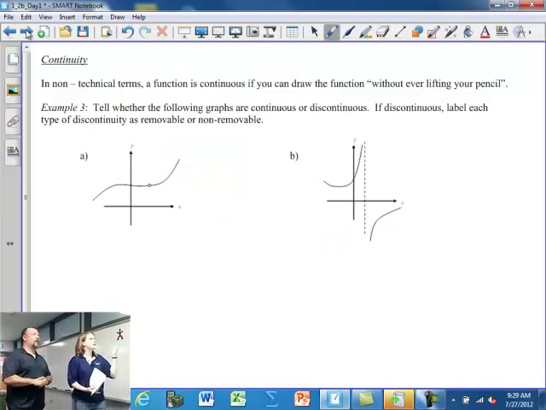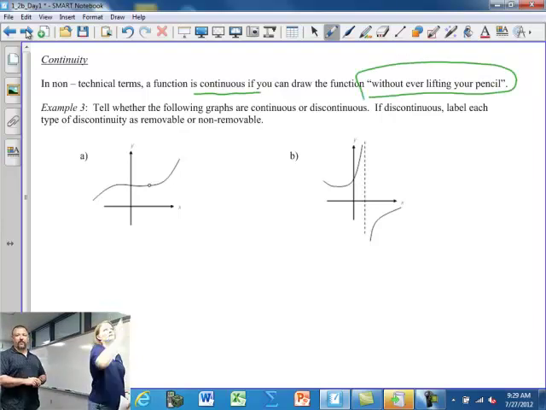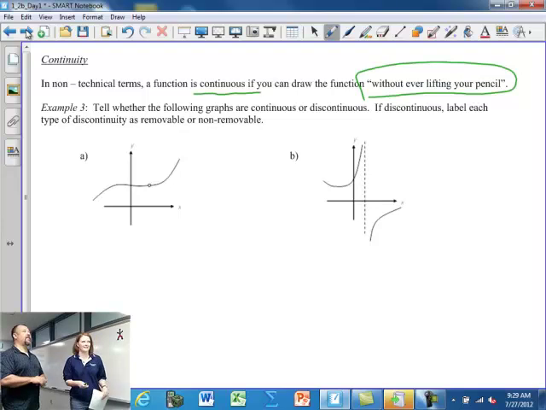All right, let's continue. So we've talked about functions, we've talked about domains. Let's talk about a new word for you maybe, continuity. Continuous. What does that mean, Mr. Lucky? Well, in non-technical terms, it just means you can draw the entire picture without ever lifting your pencil. Not that you did, but you can.